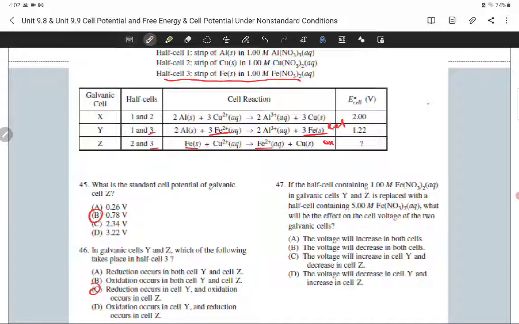47. Okay, now we're replacing 1 molar with 5 molar. What would happen? So let's erase all that again. So where do we have iron ions? Okay, so in Y, we're increasing the reactant. In Z, we're increasing the product. So for this one, the voltage should go up, and for this one, the voltage should go down. And there we go.